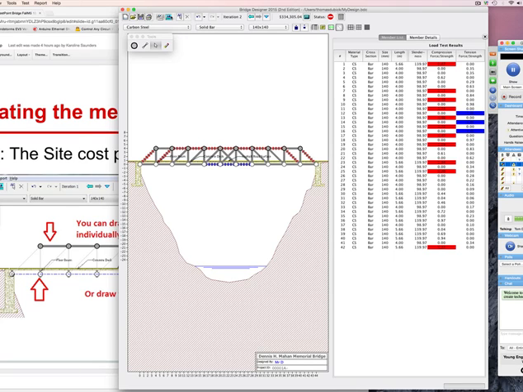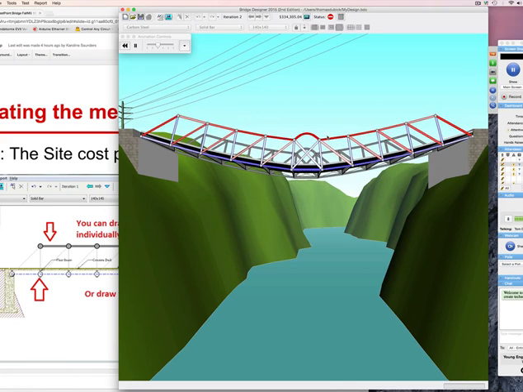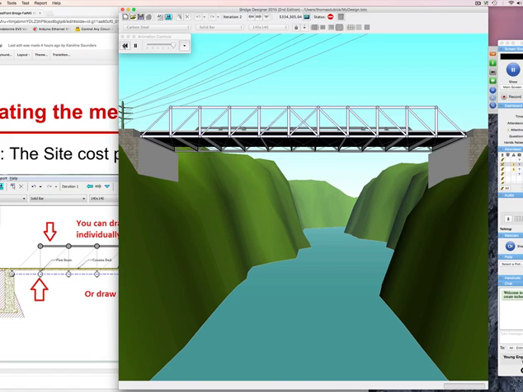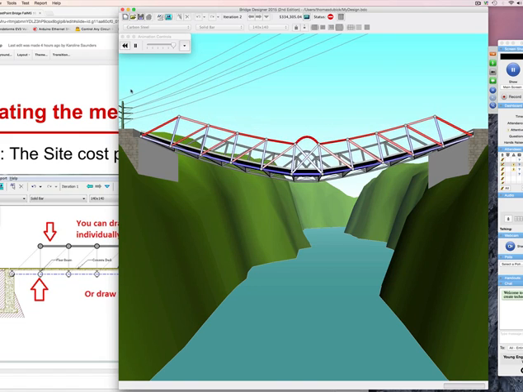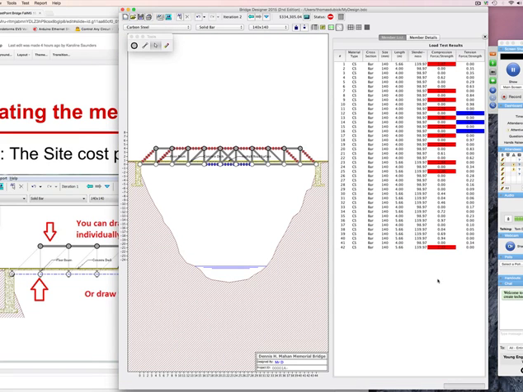Also notice when we run this, look how red they are. See that? And the very red is failing under compression. The very blue is failing under tension. All right?